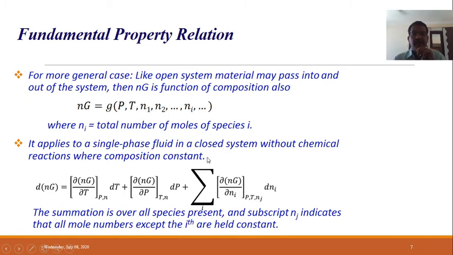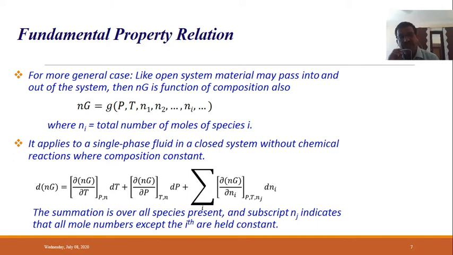And when composition is getting changed, this will be different now. So the total differential, as you must have studied in mathematics: dNG is equal to the first term, partially differentiated with temperature. That means here we are looking for the effect of temperature on Gibbs energy, keeping pressure and total number of moles constant. And the second term is the effect of pressure on Gibbs energy, keeping temperature and number of moles constant.